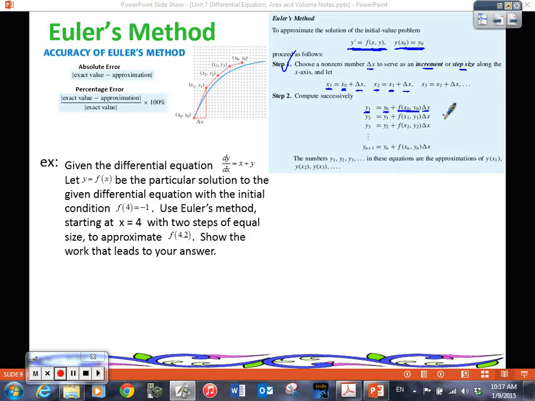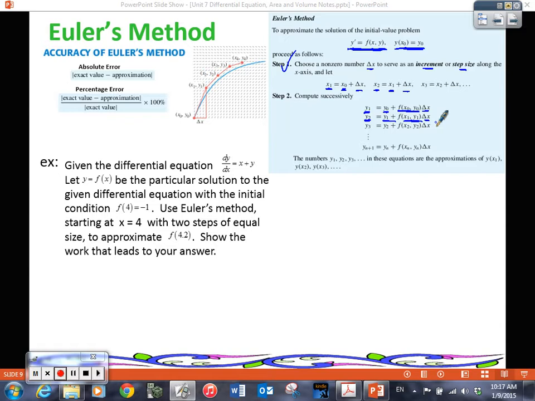So let's say we need a second y value. It's a 2-step. I would take the one I found here, my y1, and I would add to that. Now I'm going to use my new x and y value to put into the derivative, to put that value here, and then I'm going to multiply by the increment. It's like a chain. It just keeps going as long as you need it to go.